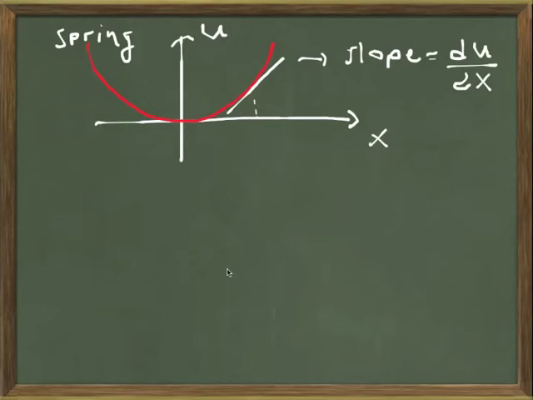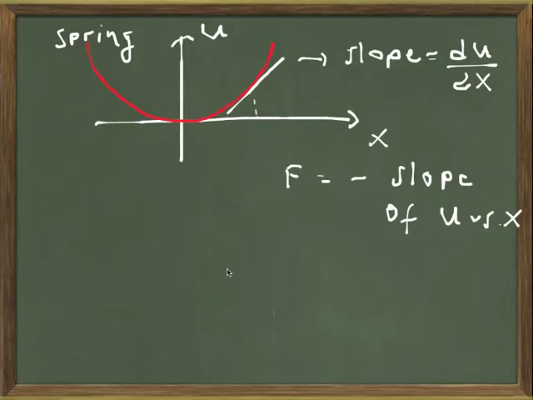So if I evaluate here the derivative, dU/dx, okay, what do I get? I will get some positive number, right? The slope, dU/dx, at this location is positive. So what does that tell me about the force? The force is the negative of the slope, right? The equation that I just wrote was minus dU/dx.